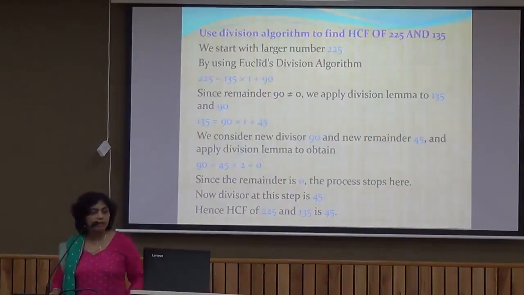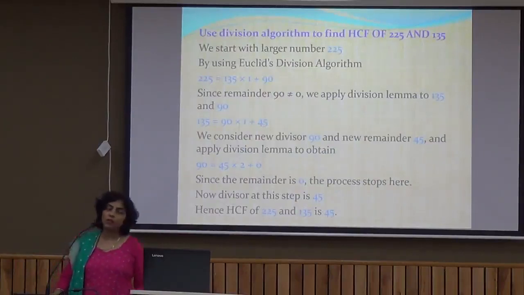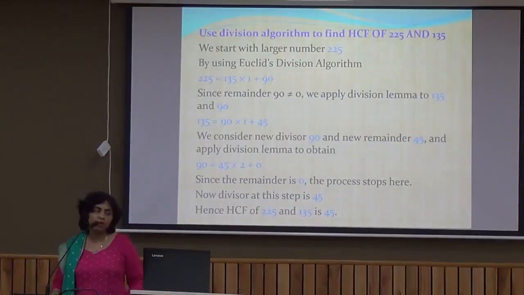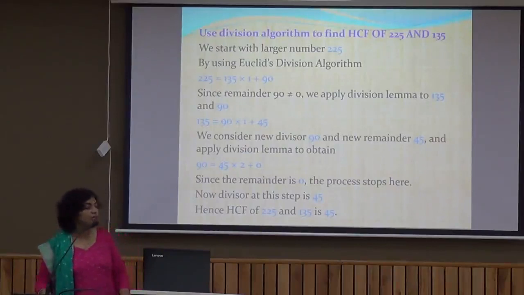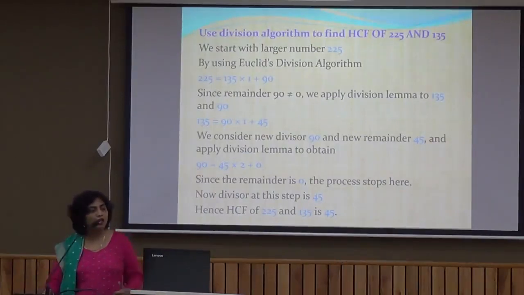Let's take an example. We are finding the HCF of 225 and 135 using our division algorithm. 225 is the larger number, so we take 225 as C and D as 135. When we divide 225 by 135, we get 225 as 135 into 1 plus 90. So our quotient is 1 and remainder is 90. We say that the remainder is not equal to 0. So now we apply the lemma again, on 135 and 90.